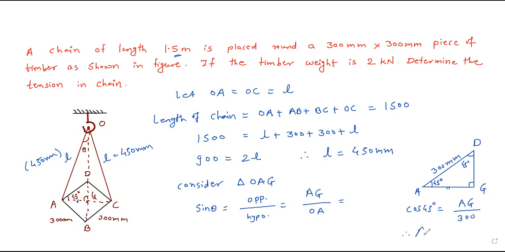So AG will be equal to 300 cos 45, which is 300 by root 2, since cos 45 is 1 upon root 2. If you also know the 45, 45, 90 theorem, that will give you the same answer. I'm going to put this value of AG here. So sine of theta is equal to 300 cos 45 divided by 450. If you solve this, you will get the value of theta.